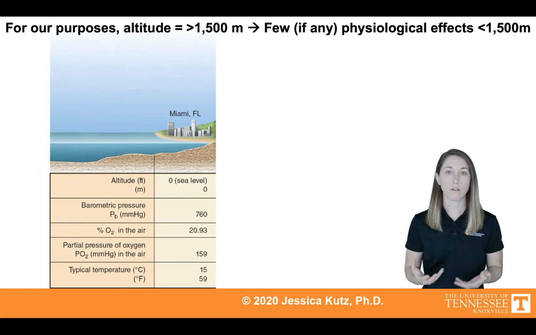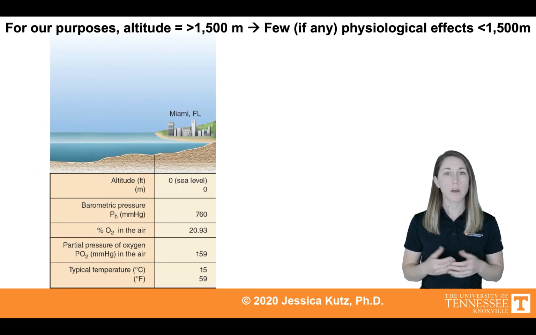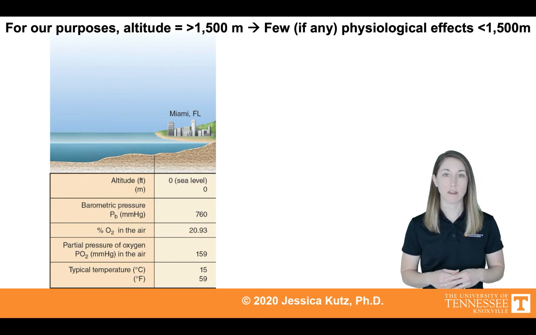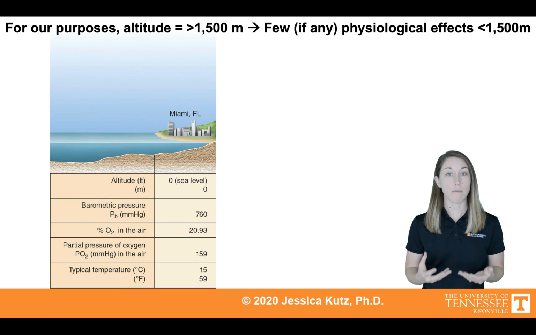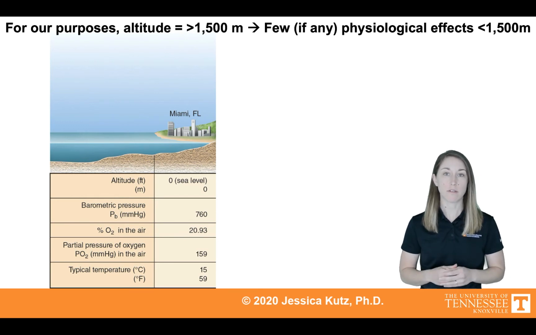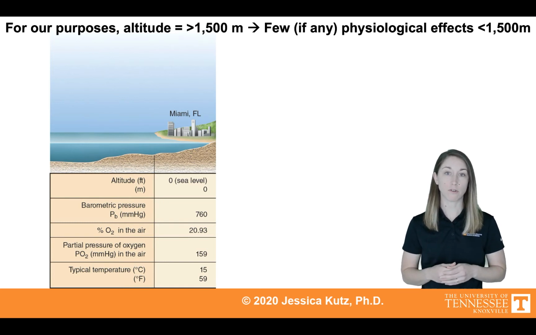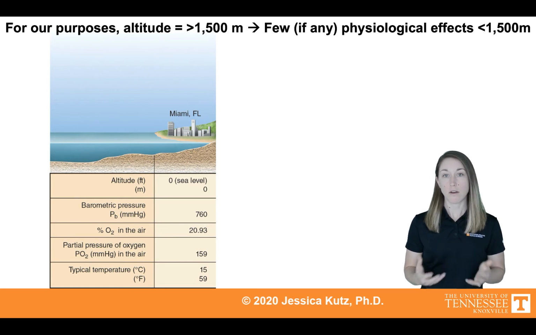At altitudes that are less than 1,500 meters, we wouldn't expect there really to be any physiological effects of altitude. We'd consider these basically sea level. Miami, Florida is a great example of a city that's at sea level. So that means the barometric pressure is 760 millimeters of mercury. We have roughly 20.9% oxygen. That'll give us a partial pressure of oxygen of about 159 millimeters of mercury. Another thing to note here is that the average temperature in Miami, Florida is roughly 60 degrees.